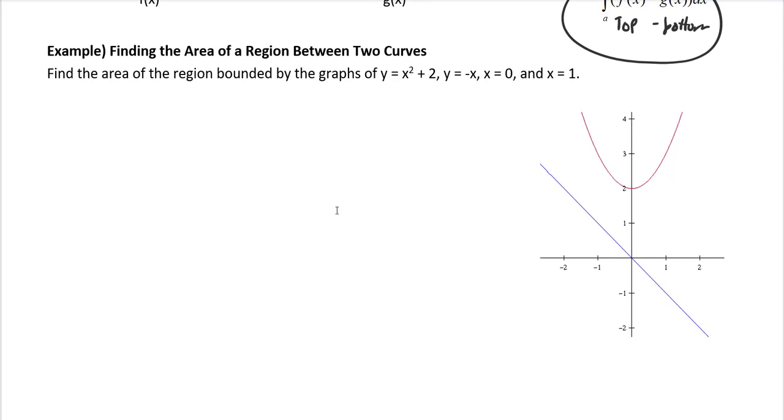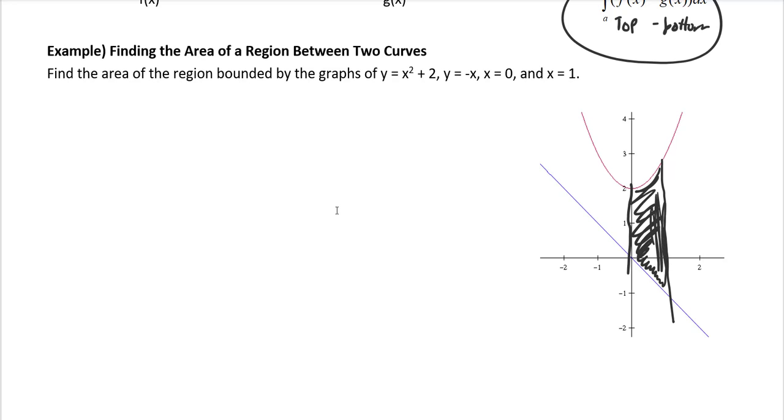So here's an example. I want to find the area of the region bounded by the graphs y equals x squared plus 2, that's this parabola, y equals negative x, that's that line, between x equals 0 and x equals 1. So x equals 0 is here, that's terrible, but that's okay, and x equals 1 is right here. But this function actually goes below the x-axis, so we got to make sure we account for that piece. So I'm finding all of the area in here. That's what I want to do.